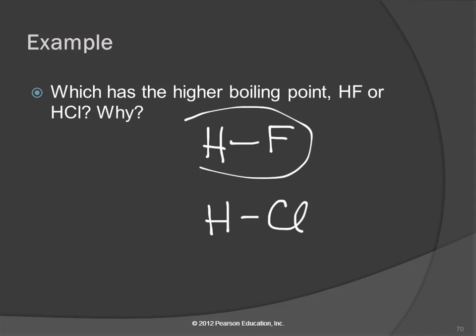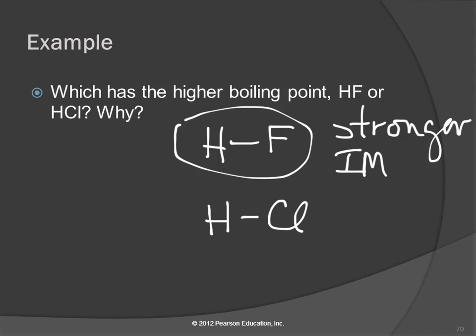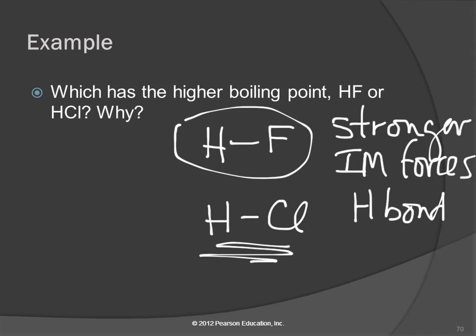So this is the higher boiling point because it has stronger intermolecular forces. It takes more energy to break, more energy for the molecules to break free. And the strong force that HF has is the hydrogen bonding. HCl is polar, so it's got dipole-dipole forces, but hydrogen bonds are super dipole-dipole forces.